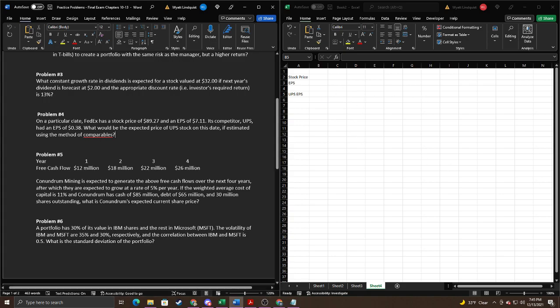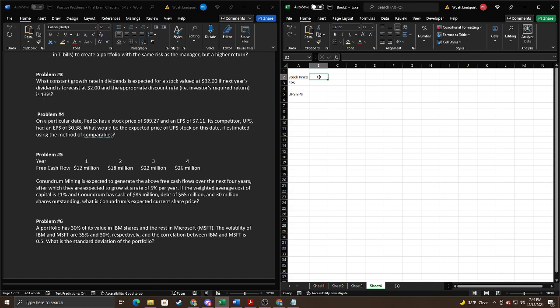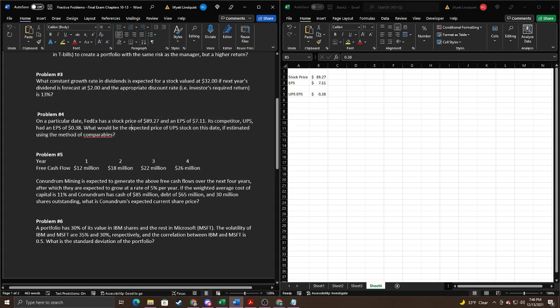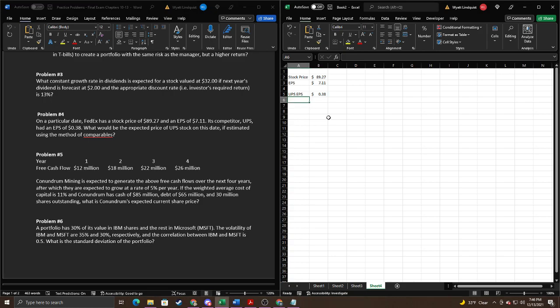We're going to be doing problem 4, and this is going to be a method of comparables problem. On a particular date, FedEx has a stock price of $89.27, so we'll take that down, $89.27, and they had earnings per share of $7.11, and UPS had earnings per share of 38 cents. So what we're doing here is asking what is the expected price of UPS stock on this date if estimated using the method of comparables.